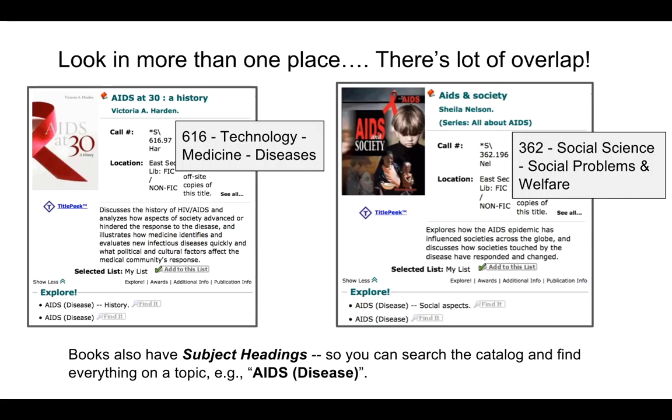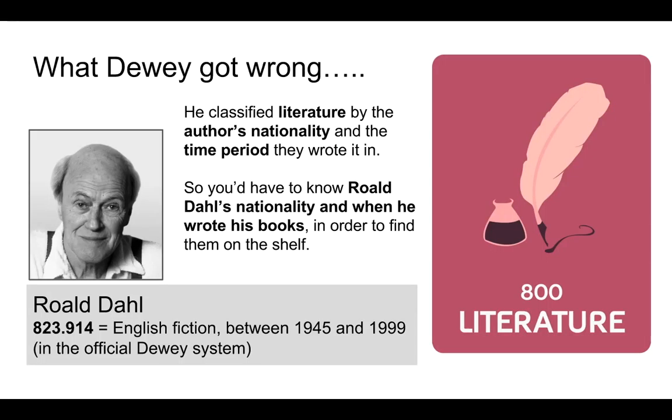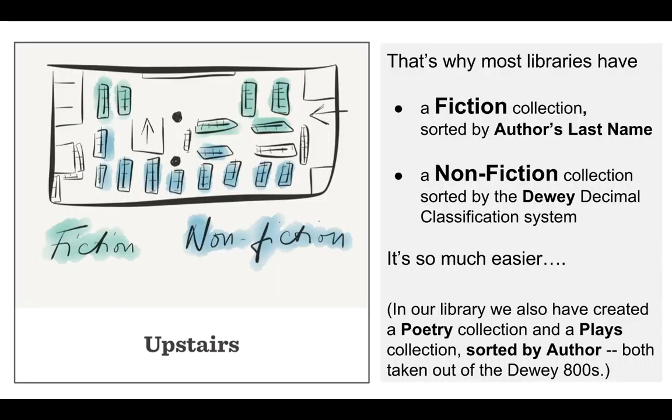If you think you know a Dewey number, you say, oh, I know AIDS, it's going to be in the 600s under diseases and technology. Maybe you need to use the catalog and search for AIDS because AIDS is also considered a social problem, and it will be found in the social sciences in the 300s. What Dewey really got wrong was literature. He classified literature by an author's nationality and time period. So if you wanted to read a book by Roald Dahl, you'd have to know his nationality and when he wrote the books, which is why most libraries just pull out all those novels into a separate collection called fiction and sort by author's last name. It's so much easier.